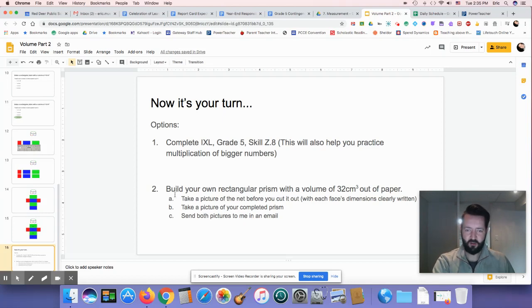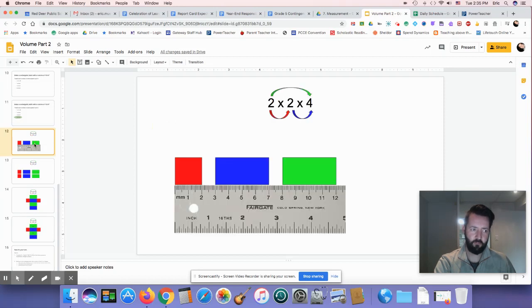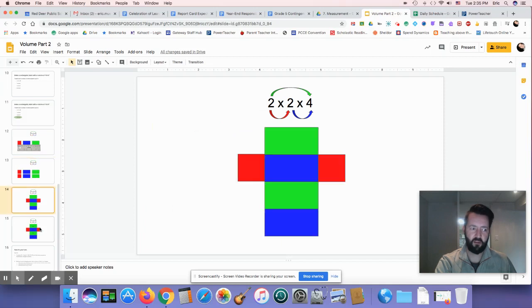And then option 2 is build your own rectangular prism with a volume of 32 centimeters cubed out of paper. And yes, this will require you to go through those same steps that I walked you through. You're going to have to figure out all your possible combinations that will give you 32 centimeters cubed. You're going to have to pick one of those possible combinations, and then calculate the dimensions of each face and put those faces together into a net.